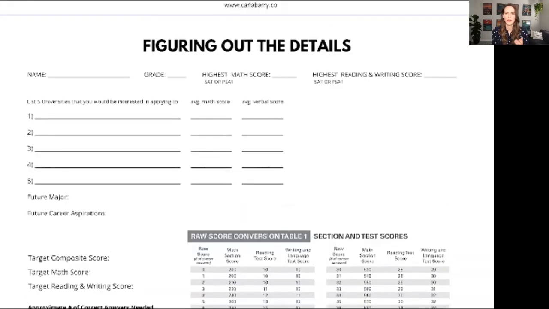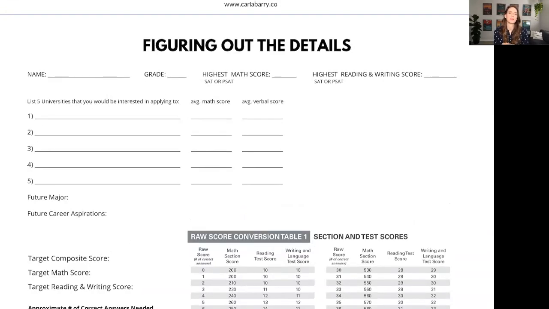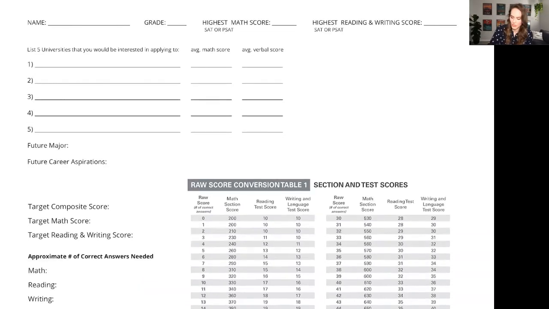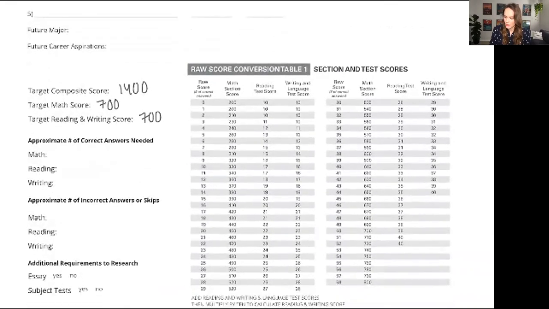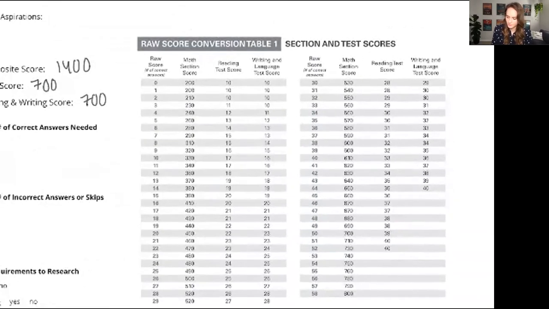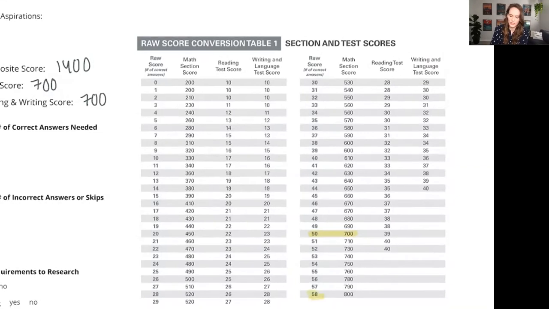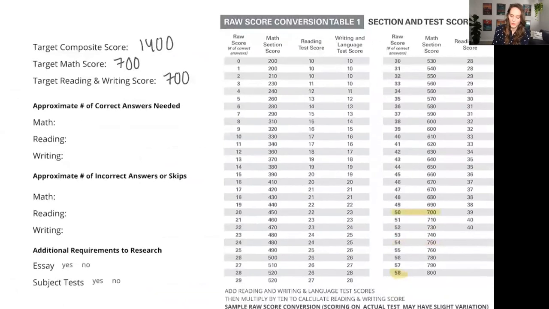So let's go on to figuring out the details. This is a form that you can fill out on your own to get an idea of where you should aim. And once you have an idea of which score you want to get, let's say you decide that your target score is a 1400 and you want a 700 in math and a 700 verbal. You can see over here, from practice test 1, that you need to answer approximately 50 out of the 58 math questions correctly. So you can skip or get wrong approximately 8 math questions.